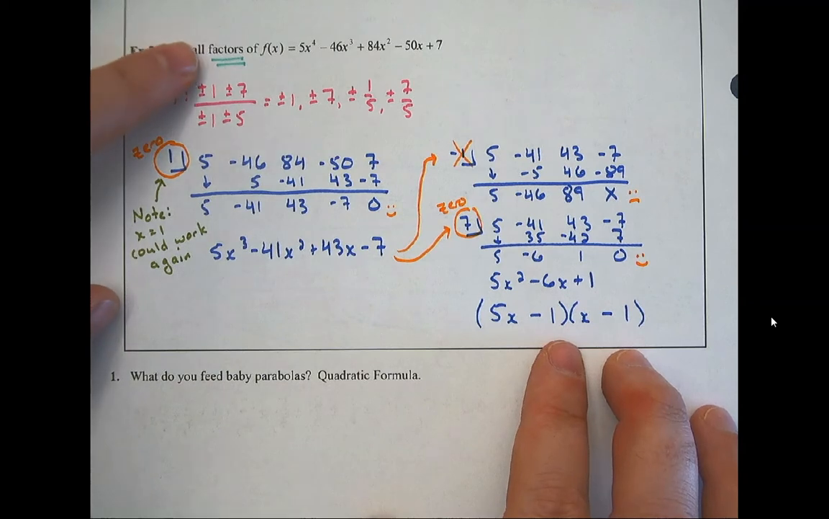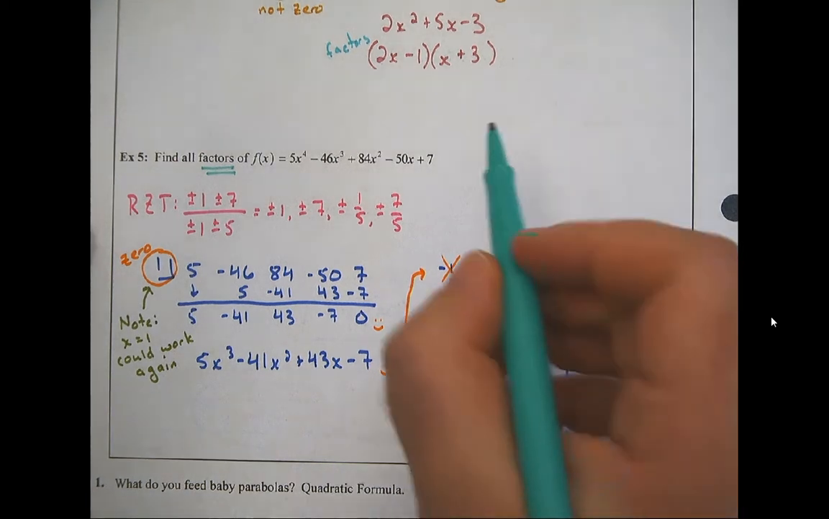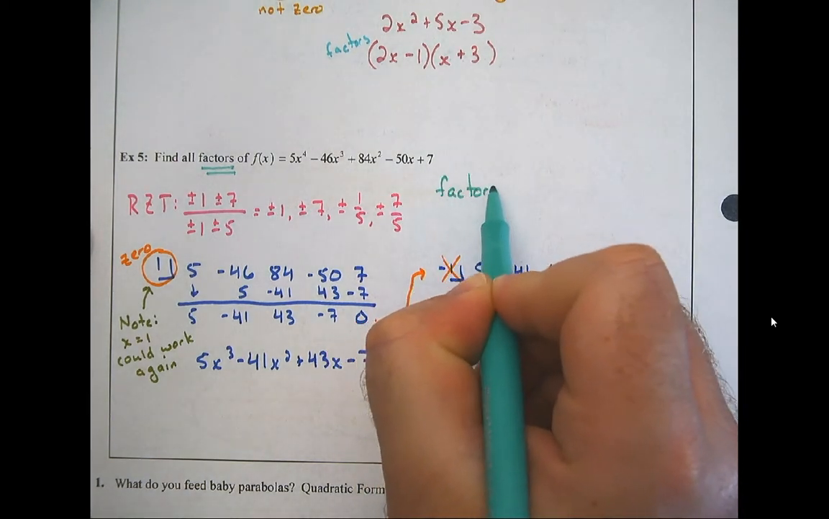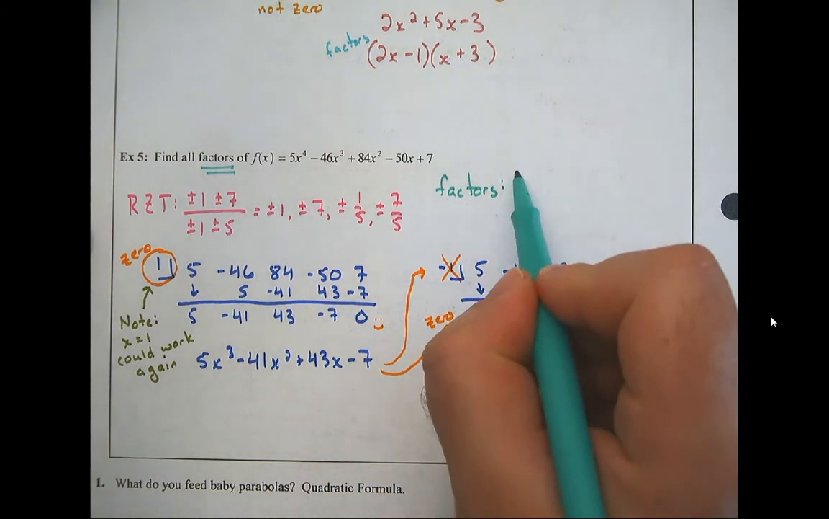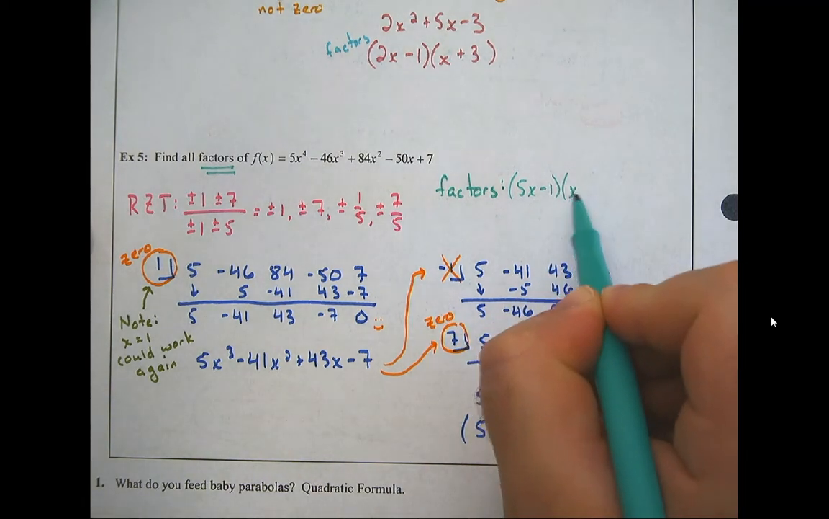What do I want them all listed as? I want them all listed as factors. So now I'm going to grab all of these and I'm going to convert them into factors. So let's write our final answer as, I want factors. So 2 of these are already factors. So 5x minus 1, x minus 1.